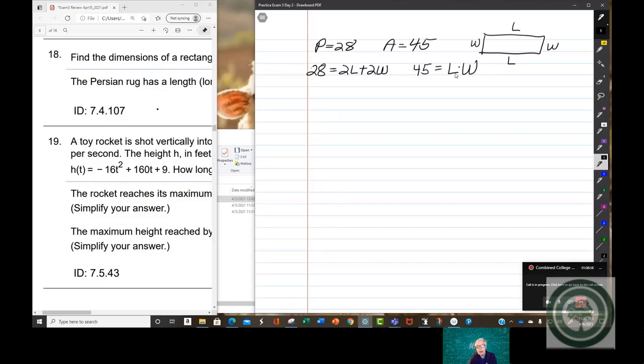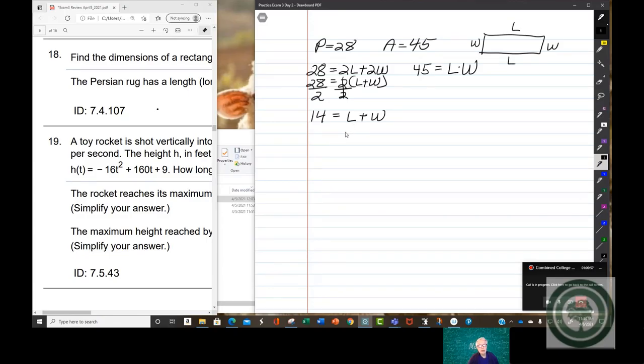I have to use one equation to solve for one of the variables. So, if I use this equation, I'll have a fraction, right? If I solve for L, I'll get 45 over W. If I solve for W, I'll get 45 over L. I really don't want to have fractions. I mean, I could, but I'd rather not. So instead of that, here's what I'm going to do. 28 equals, I'm going to pull a GCF out of these two terms. Then divide by 2 and divide by 2. So I get 14 equals L plus W.